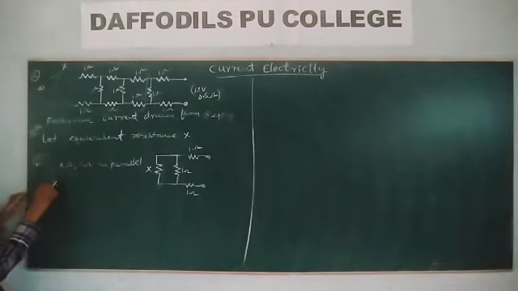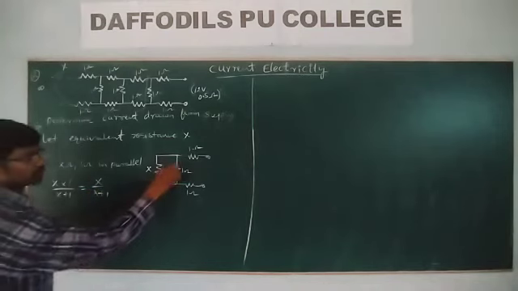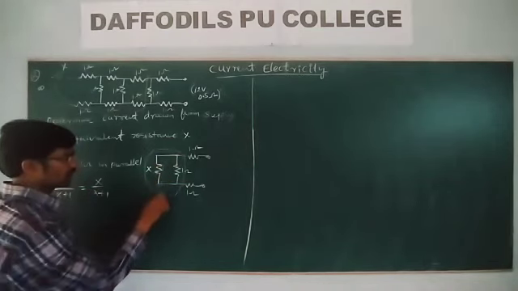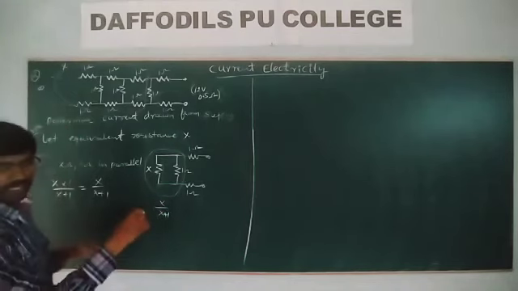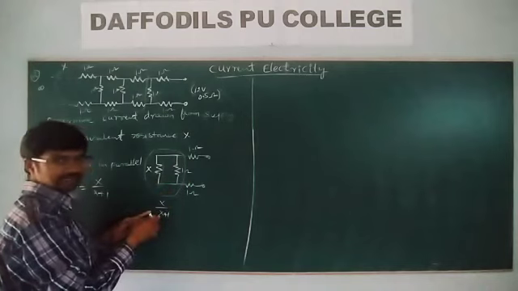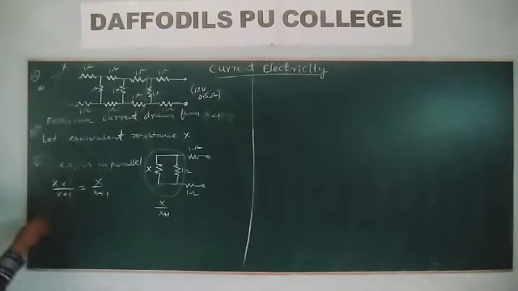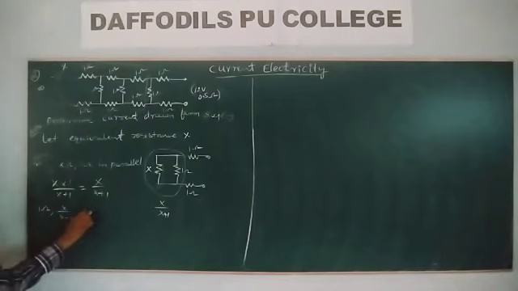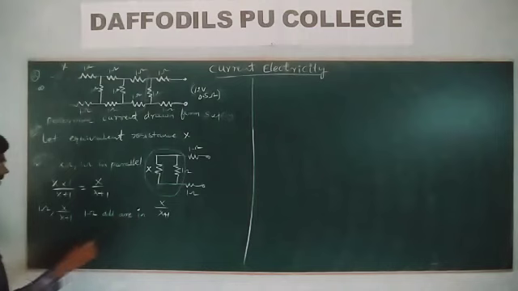So what is the equivalent resistance? X into 1 by X plus 1, that is equal to X by X plus 1. Now these two combinations are nothing but X by X plus 1. Now you can observe 1 ohm, this X by X plus 1, and 1 ohm are all in series.